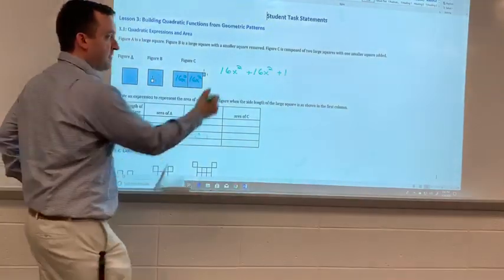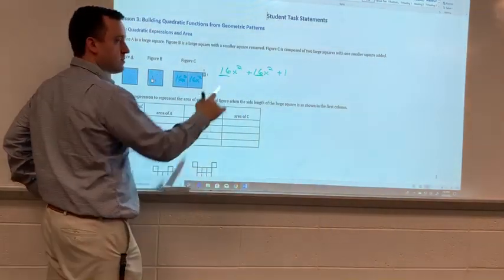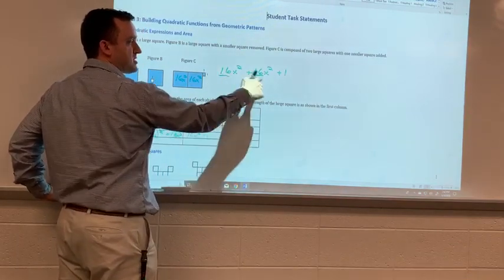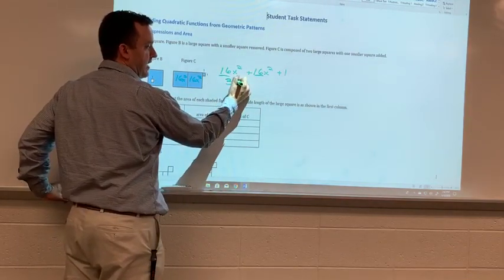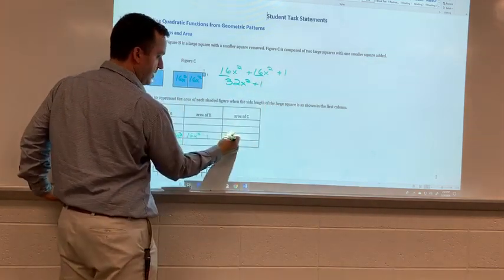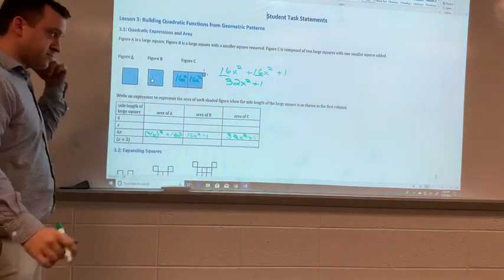In making my math visible, I see that x squared and x squared are like terms. They're the same variable to the same power. So I add the coefficients, 16 and 16, and I get 32x squared, and then I add the 1. So this will be 32x squared plus 1.